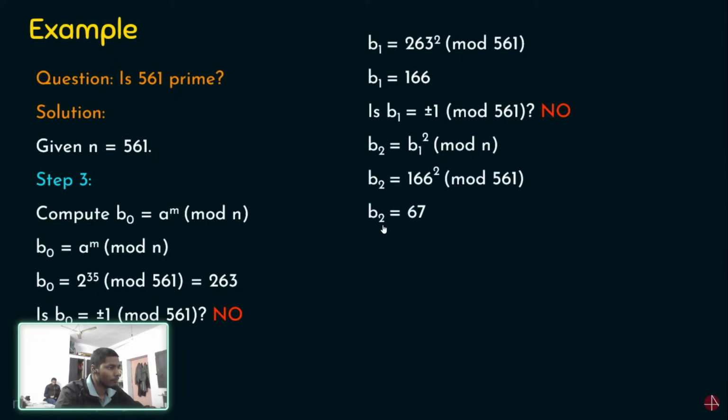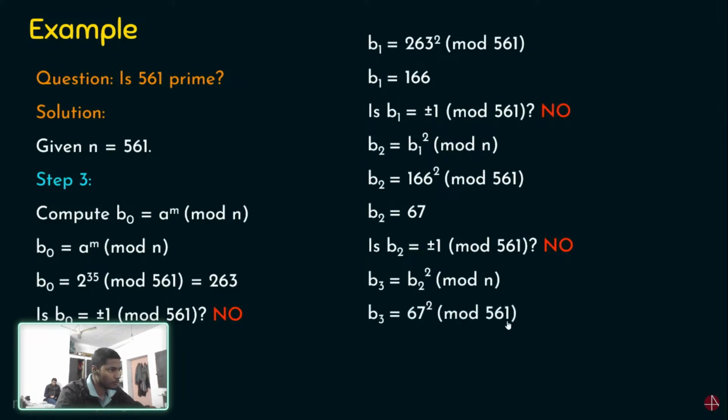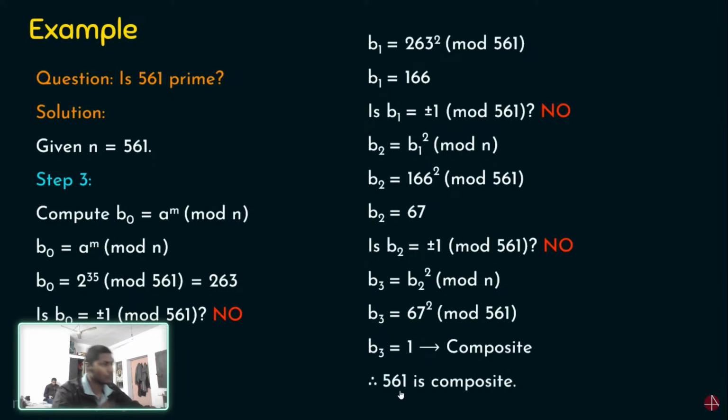Again, b2 is neither plus 1 nor minus 1. Since b2 is neither plus 1 nor minus 1, we are going to compute b3. b3 is equal to the previous step b2 square mod n. What's b2? It's 67. Let's compute 67 square mod 561. When you evaluate this, you get plus 1. Plus 1 means it's composite, right? So this algorithm says the number that we have taken, 560.